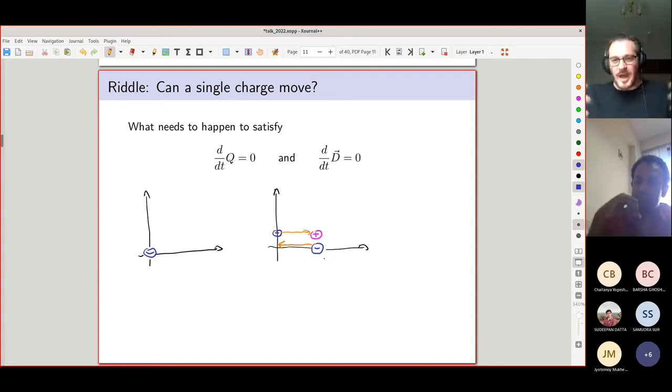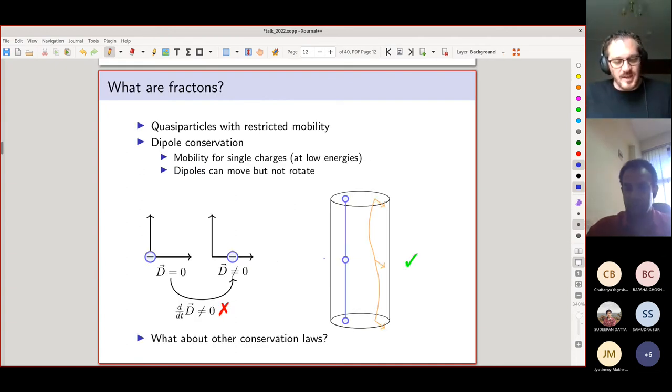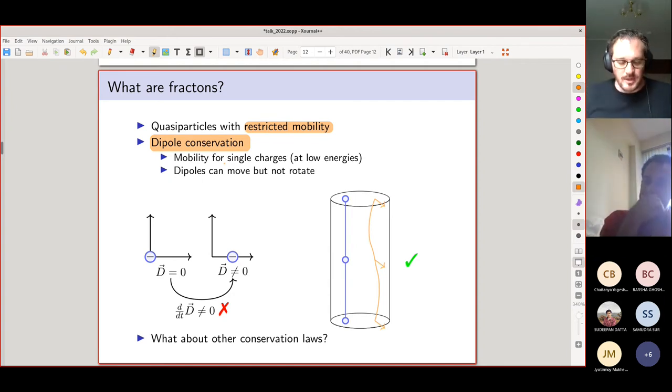But okay, with that, I hope I have given you a little bit of the spirit of this kind of models, and what this dipole conservation law and what kind of restrictions this puts on your theory. So they are quasi particles with restricted mobility. One way to think about it, and this is by far not the only way, but one of the ways I will talk about, is really the connection to dipole conservation. And this leads to mobility for single charges being restricted. They're really stuck, pinned to a point for low energies, if you like to think about it that way. And dipoles can in principle move, but they cannot rotate due to this conservation law.